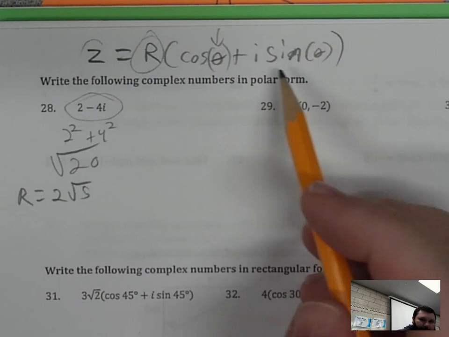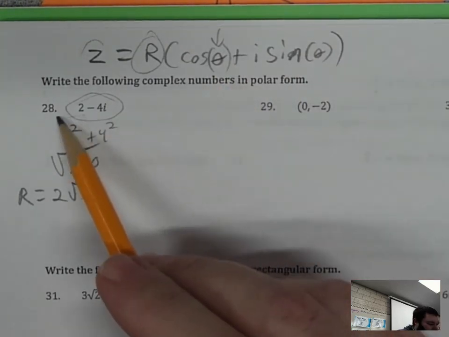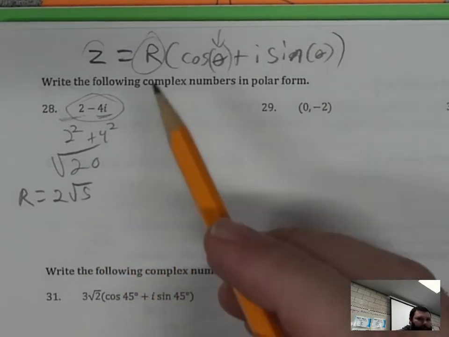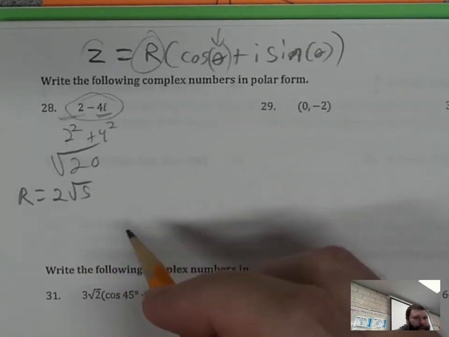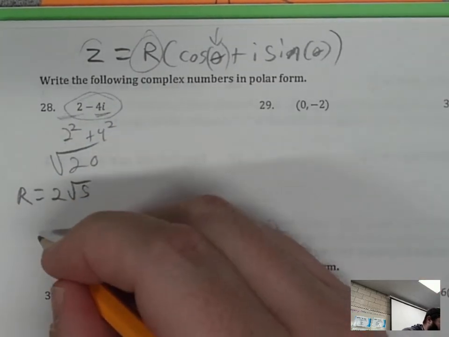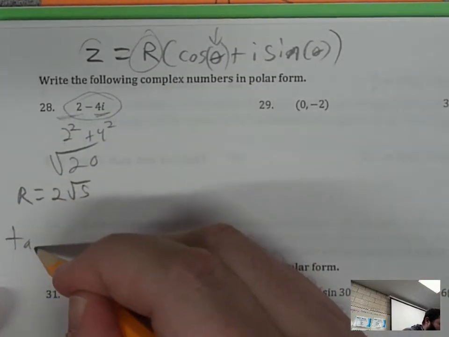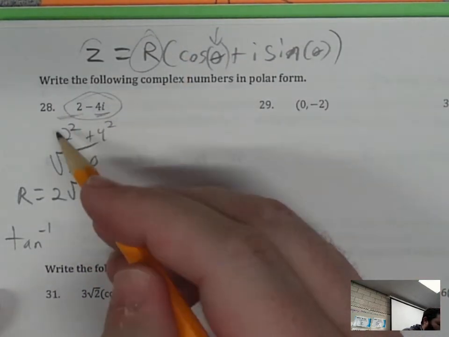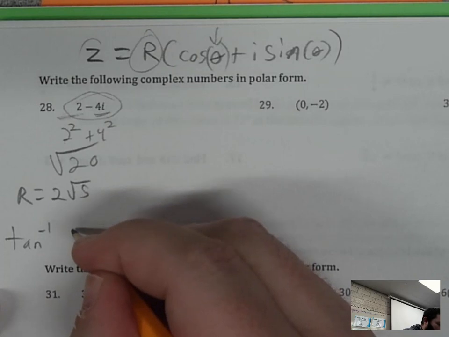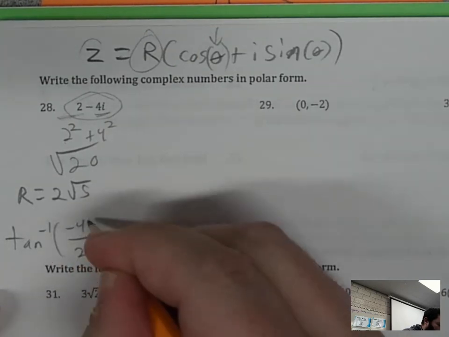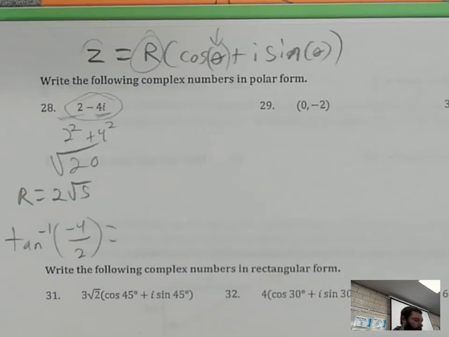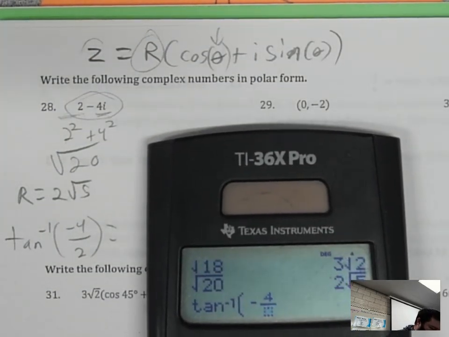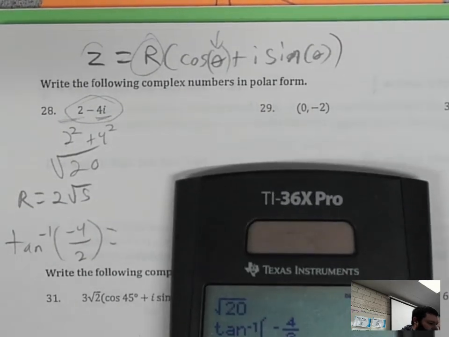And then to find the theta, we have the adjacent, and we have the opposite here, okay? So we're going to use the inverse of tangent to figure out the degrees for theta. So we would do the inverse of tangent, and then opposite over adjacent. So negative 4 over 2. And you just plug that in your handy-dandy calculator. Negative 4 over 2, and it gives me negative 63.